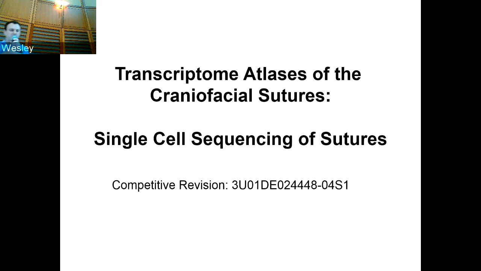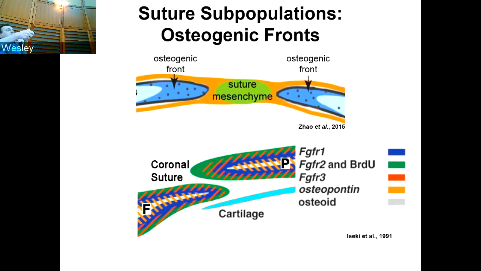So, in our quest to pull the sutures apart even further, we've been successful in getting a competitive revision for single cell sequencing of the sutures. The sutures have subregions. I talked about the two subregions, osteogenic front and mesenchyme. But even within these, you get subpopulations of cells. And this has been known, or obvious, for a long time for osteogenic fronts, where as osteoblasts or pre-osteoblasts proliferate and differentiate, they express different components of FGF receptors, starting with FGF receptor 2 and then progressing to FGF receptor 1 and then laying down bone, etc.